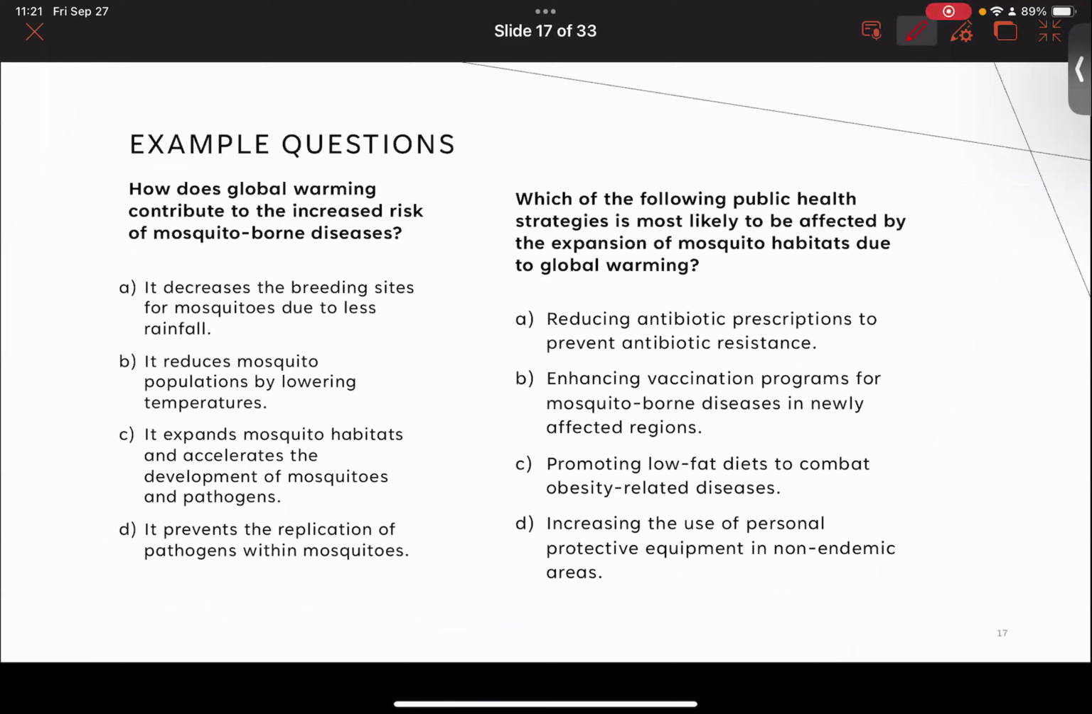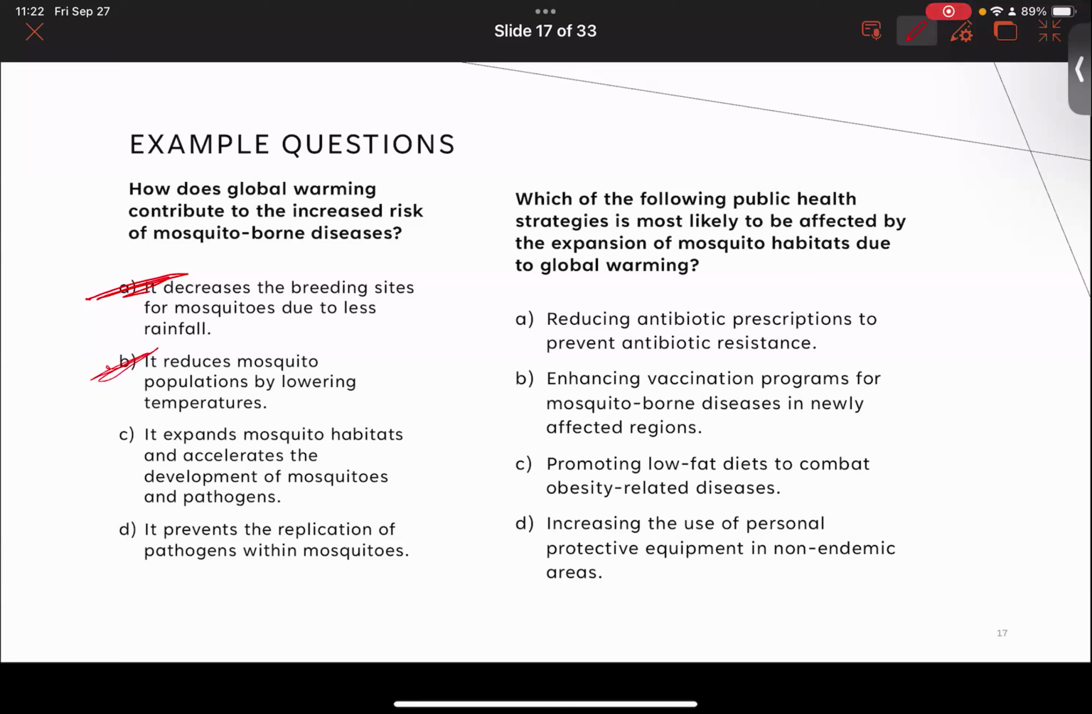That's a summary there. So how does global warming contribute to the increased risk of mosquito-borne diseases? Does global warming increase the breeding sites for mosquitoes due to less rainfall? That's not that. We need rain and standing water for mosquitoes. So if there's less rainfall, that wouldn't be increasing the problem. Does it reduce mosquito populations by lowering temperatures? No, we have increasing temperatures. That's kind of the whole idea of global warming.